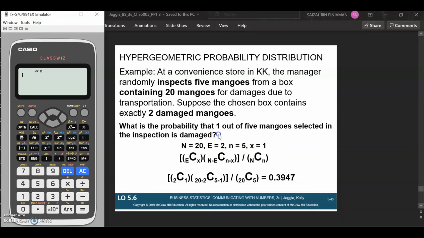Based on the formula, the hypergeometric probability distribution can be estimated based on this formula, where the probability of a random variable that is equal to a particular value is equal to E C lowercase x, times uppercase N minus E C lowercase n minus lowercase x, divided by uppercase N C lowercase n. So depending on the textbook, some of the textbook use E to represent the number of success in the population. Some of the textbook use S capital or uppercase S to represent the number of success in the population. Here we use E capital or uppercase E instead.